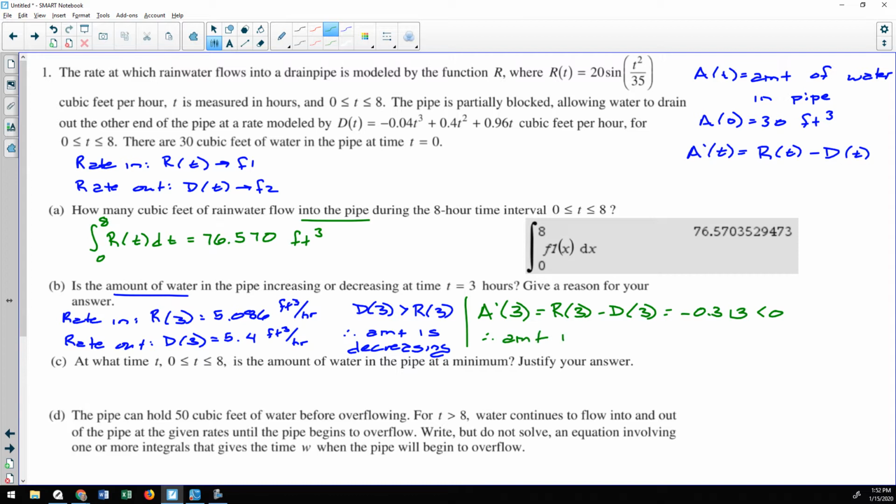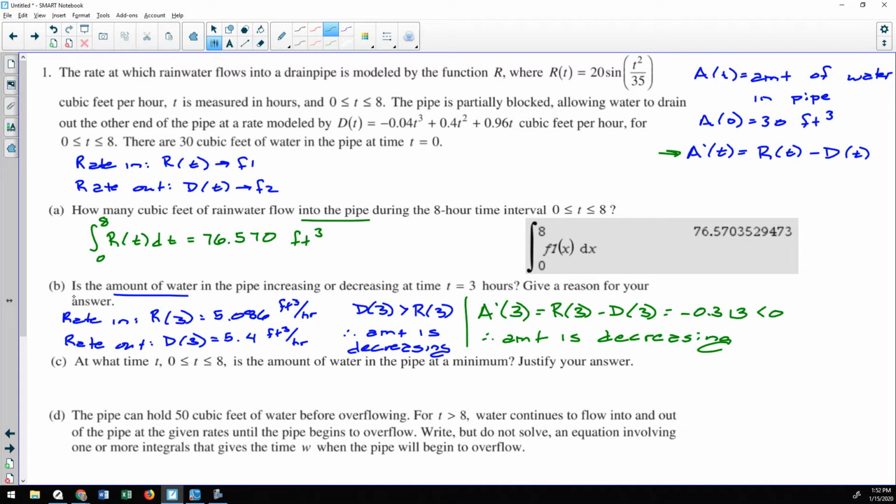amount is decreasing, and I am allowed to do it this way because when I first read the problem, I sketched some notes to myself, and among those notes, I defined A prime to be R minus D. So if you want to go this route, you have to define A prime somewhere in your work.